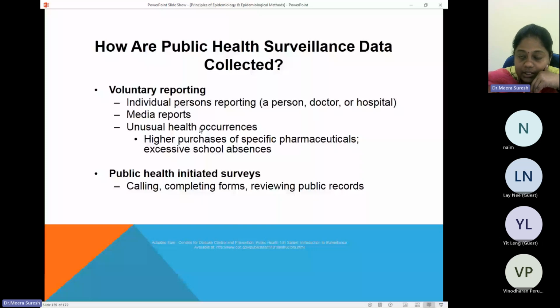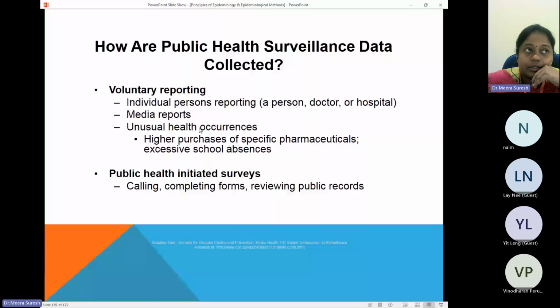The people who are doing the surveillance, in the public health department of the government, are usually called epidemiologists. So they actually sit in their office. They are not doing anything. That is passive surveillance, and the people will be reporting to them. So it is a kind of voluntary reporting.